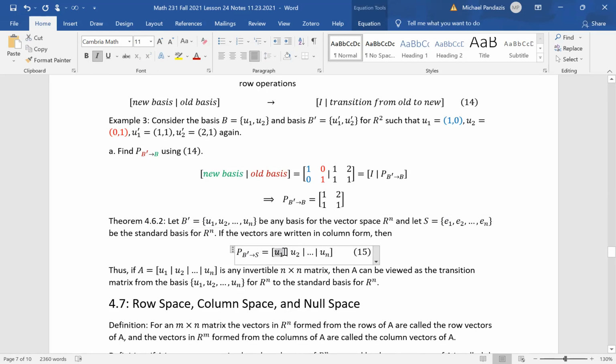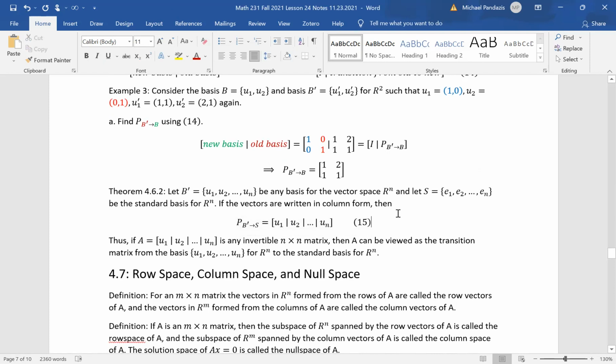And so instead of writing the coordinates of these relative to the basis S, I just wrote them as themselves because their coordinates are equal to themselves. And so in this special case, we have that the transition matrix is equal to the column matrix built on the vectors in the old basis, only because their coordinates relative to the new basis are equal to the vectors themselves. Thus, if A is any invertible n by n matrix, then A can be viewed as the transition matrix from this basis for Rn to the standard basis for Rn.